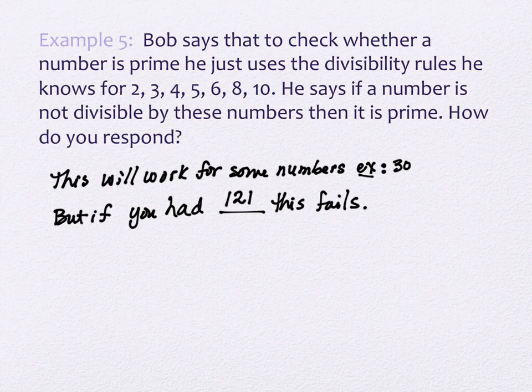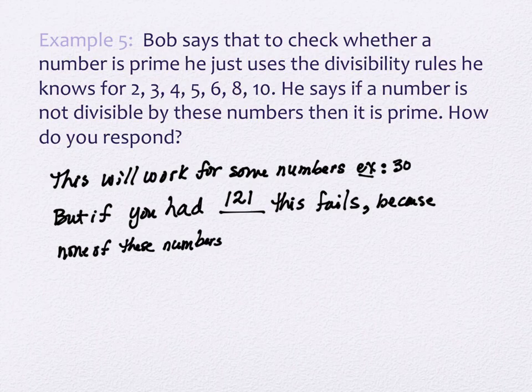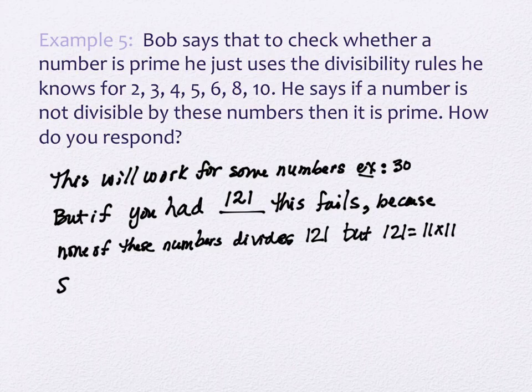Okay, so for 121, this fails, right? And we want to talk about why. Because none of these numbers will divide 121. But 121 is 11 times 11. So it's also composite.